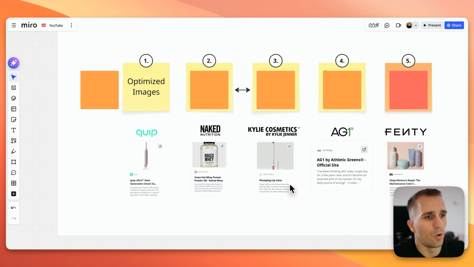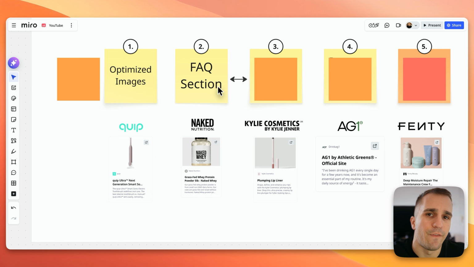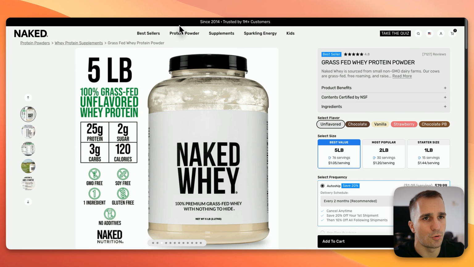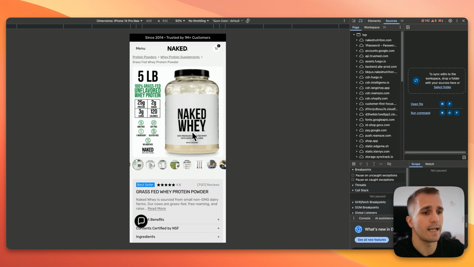Okay, so the next thing that we have here is extremely important, and this also relates to all the industries and all the niches. So here what we have is you need to have a very well optimized FAQ section. Now, why is the FAQ section a very important thing? So let's cover this in this example from Naked Nutrition. So here we have Naked Nutrition, and the FAQ section essentially acts like a salesperson of your product page.